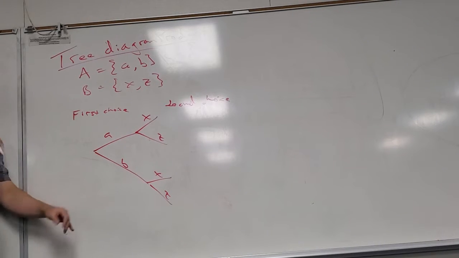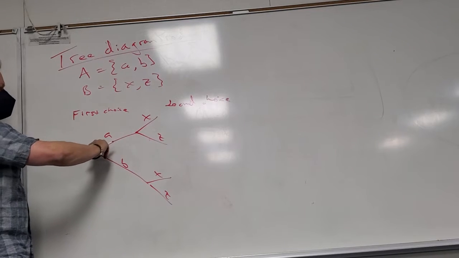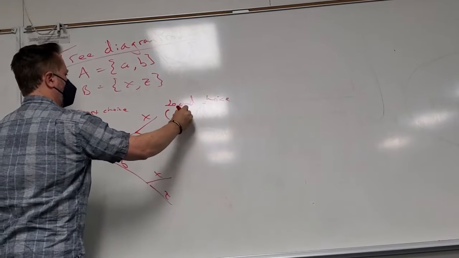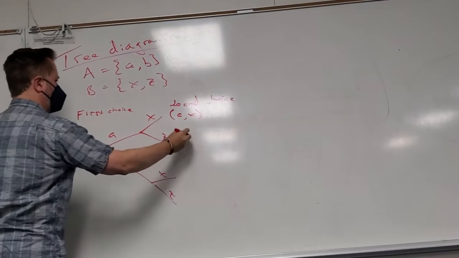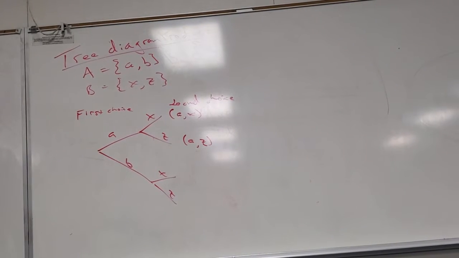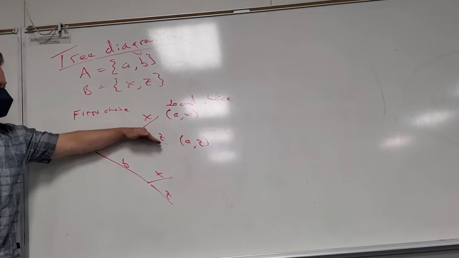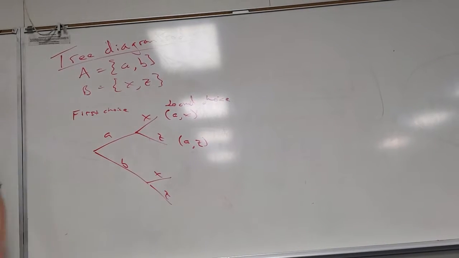And then to get the results, you just read them off. I go down the path. I could have gone down the A, X path. Or I could have gone down the A, Z path. And so forth. And this is a beautiful visual of 2 choices times 2 choices is 4 total choices possible. I like it.